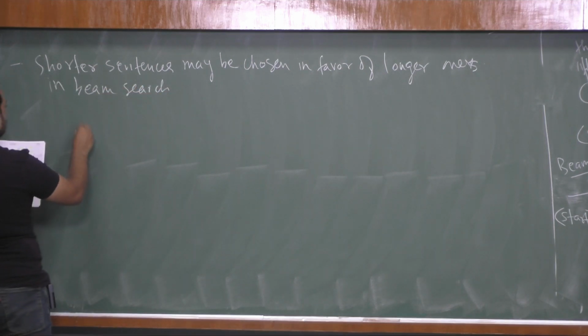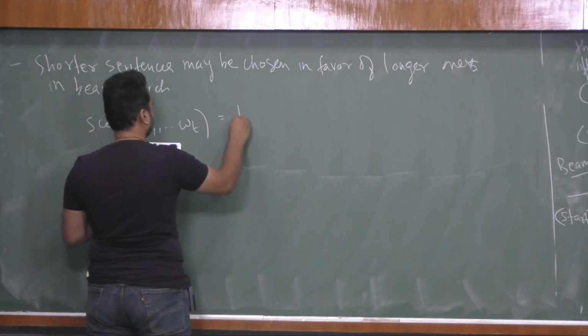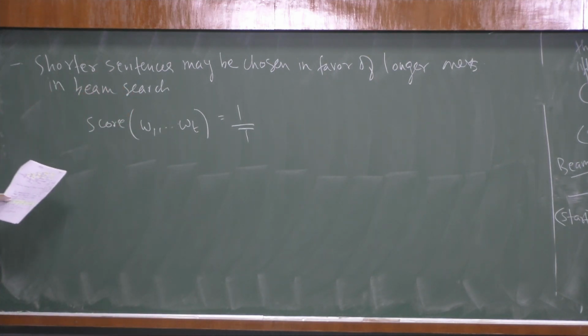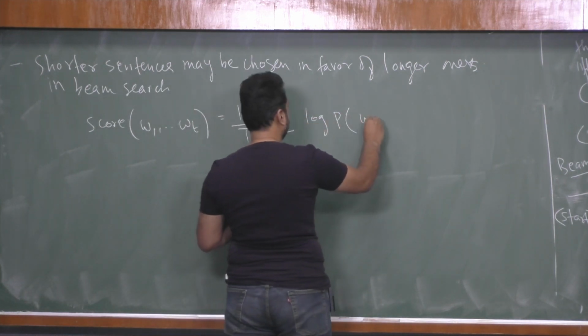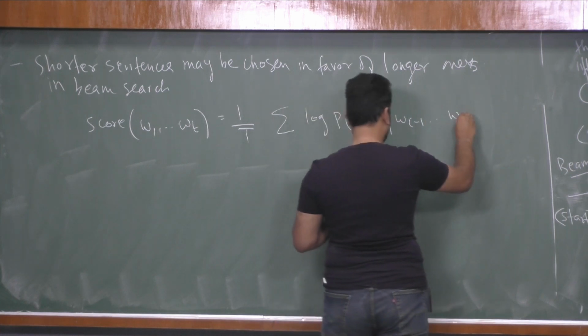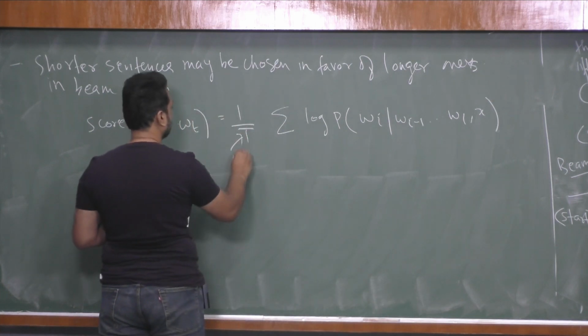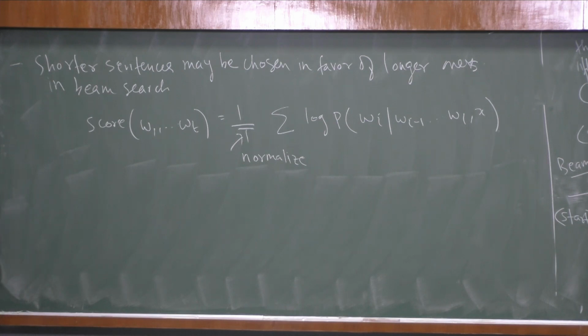So in this case, we may look at the normalized score. If we define a score like this, it will be 1 divided by t, where t is the number of words in total. Here we define this as the log of probability of wi given wi minus 1 back to w1. So this is the normalization we are talking about. This is the loss function that will be used, with the normalized one, and we use some sort of beam search with a certain width, and overall this could be used.